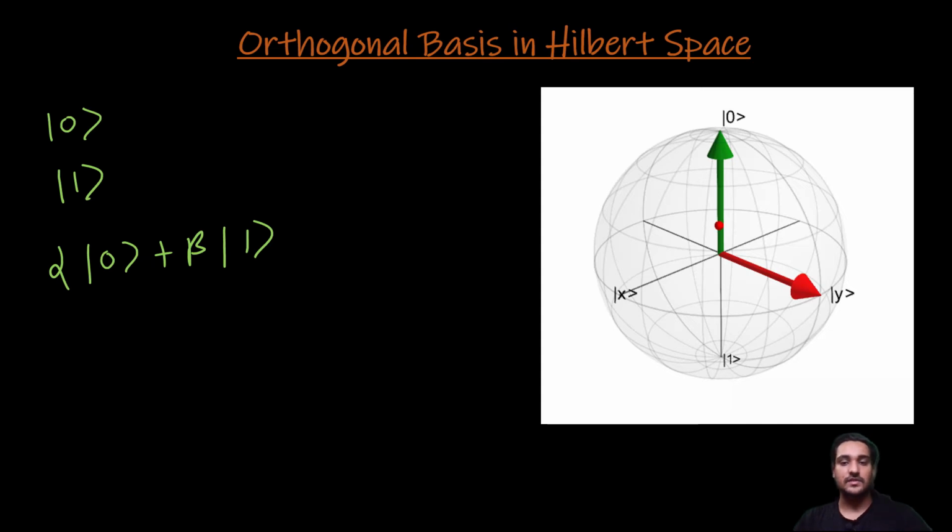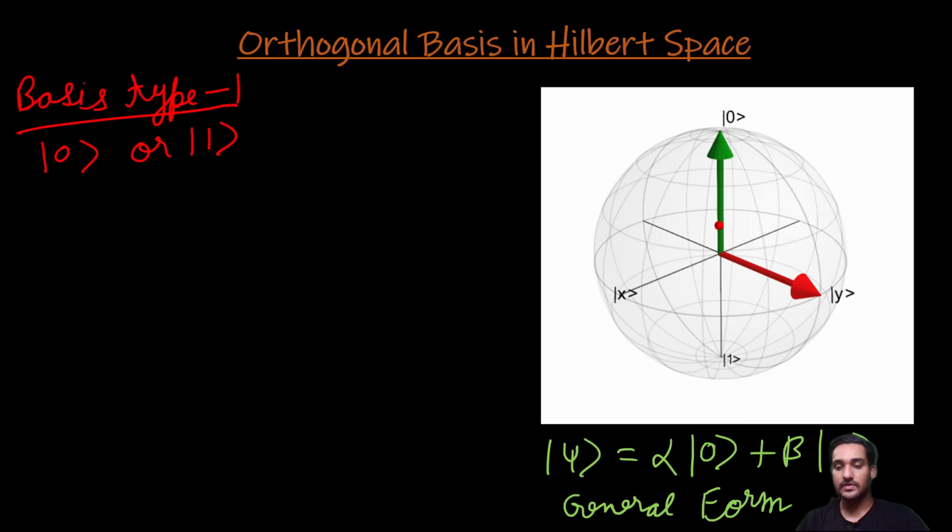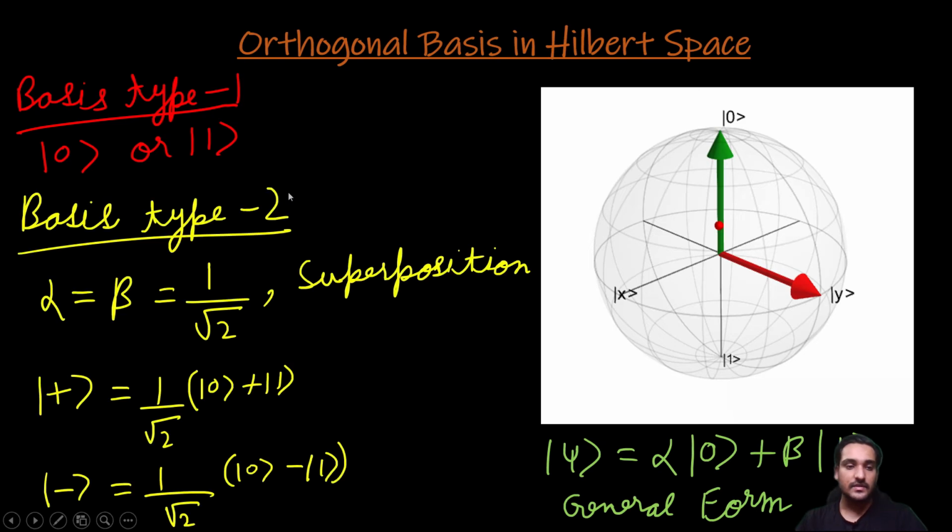These are the classical bases that we know, ket 0 and ket 1, in the Hilbert space or the Bloch sphere that we know. It is represented by this generic form, alpha ket 0 plus beta ket 1. But as I was saying, there are two more bases. We are going to discover those two bases now. So this is the general form, and the first base we already know, it is a pure 0 state or a pure 1 state.